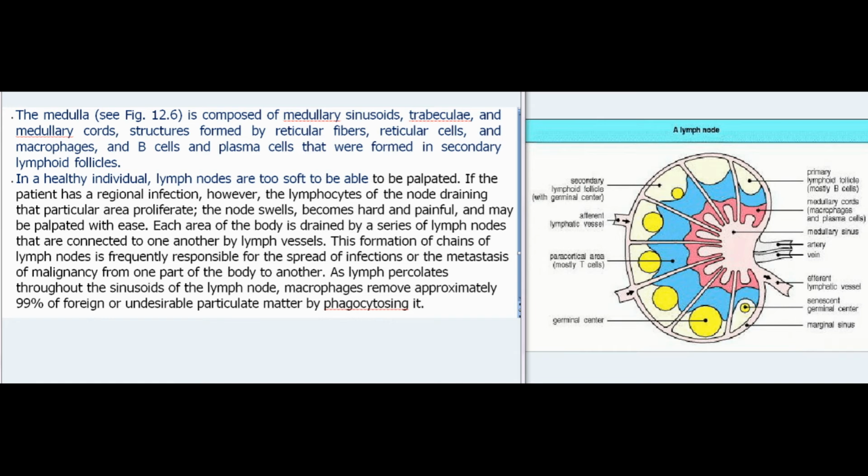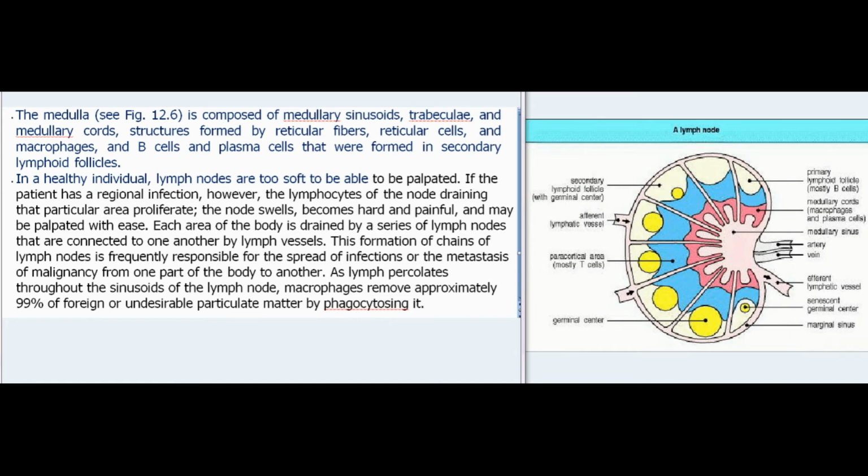The medulla, see Fig 12.6, is composed of medullary sinusoids, trabeculae, and medullary cords, structures formed by reticular fibers, reticular cells, and macrophages, and B cells and plasma cells that were formed in secondary lymphoid follicles. In a healthy individual, lymph nodes are too soft to be palpated.